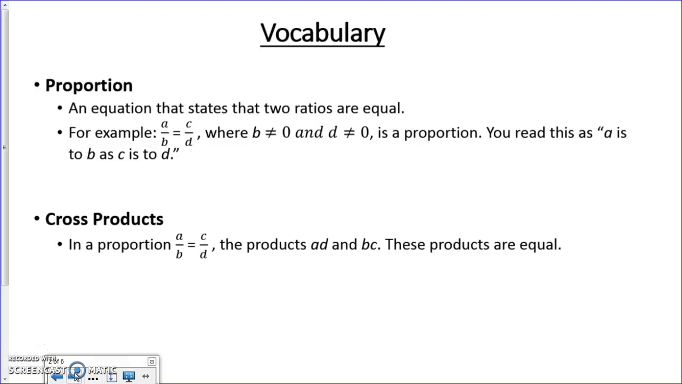Proportion: an equation that states that two ratios are equal. For example, A over B equals C over D, where B does not equal 0 and D does not equal 0, is a proportion. You read this as A is to B as C is to D. Cross products: in a proportion A over B equals C over D, the products AD and BC are the cross products. These products are equal.